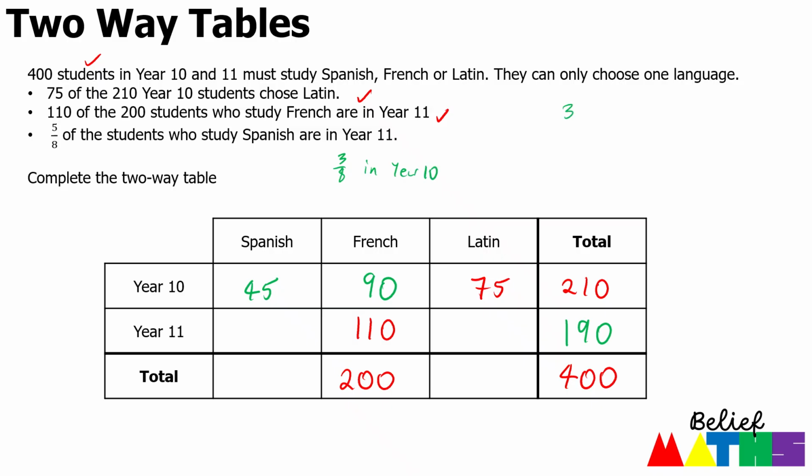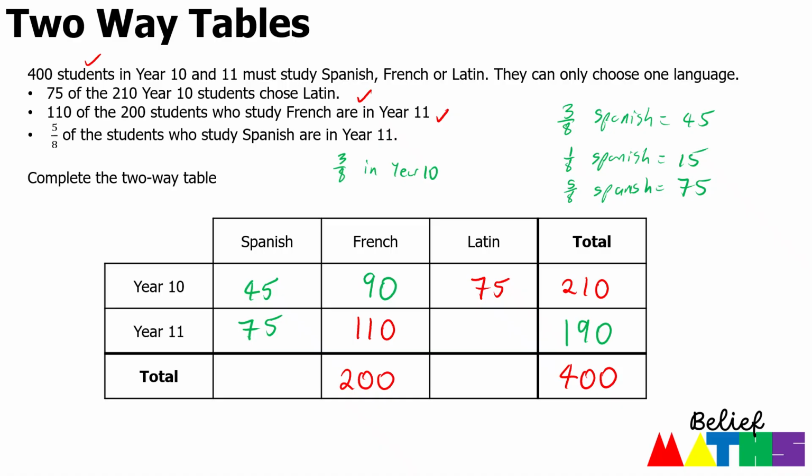So therefore 3/8 of Spanish is equal to 45. So 1/8 of Spanish, to simplify it down, is 15. So therefore 5/8, which is your year 11, is 5 times 15, which is 75. So this gives us 75 in here.